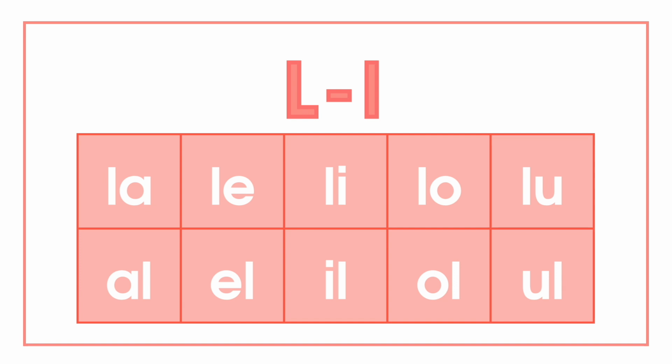Let's continue with the sound L. These syllables are read as follows: la, le, li, lo, lu. Al, el, il, ol, ul.